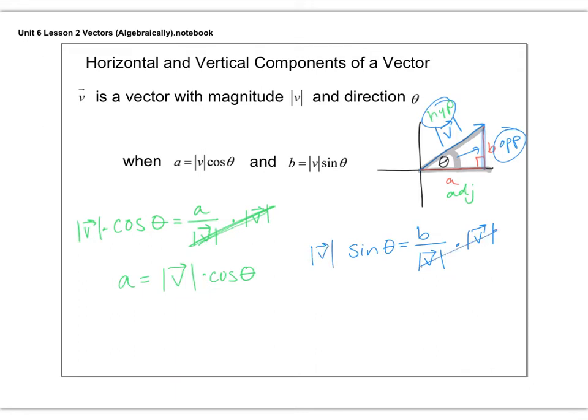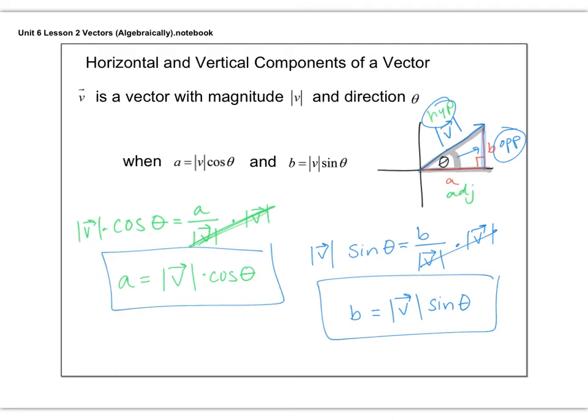These cancel out, and you can see my vertical component is the magnitude of V times sine theta. And so these two little formulas will come in handy for finding the horizontal and vertical components of a vector. Or in other words, if I wanted to figure out what is the coordinate right here, or what is that component, I could use these formulas.